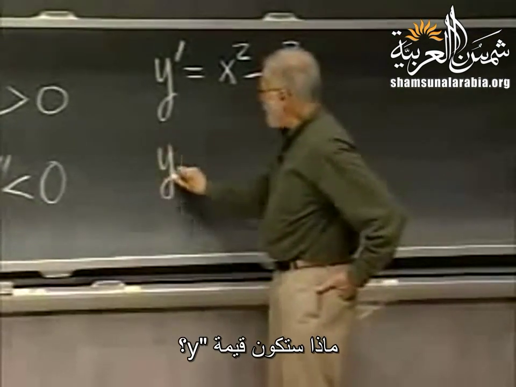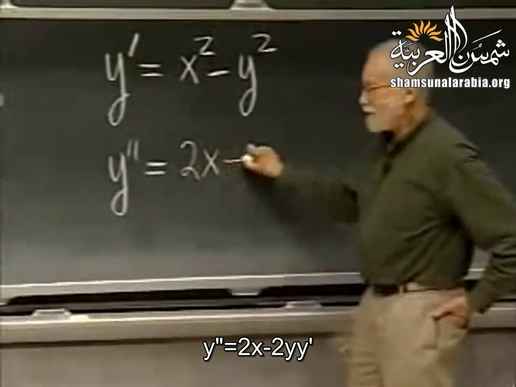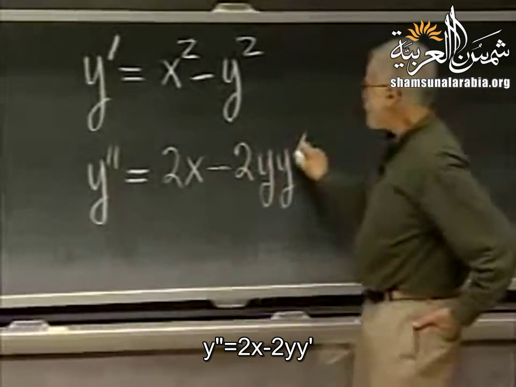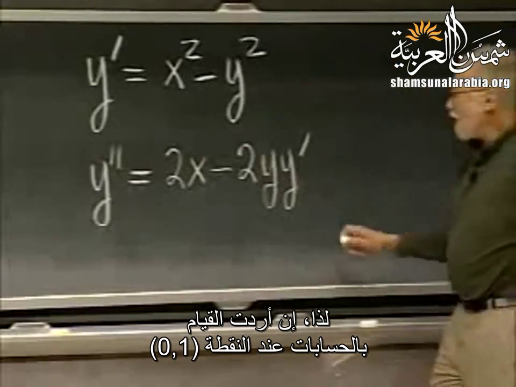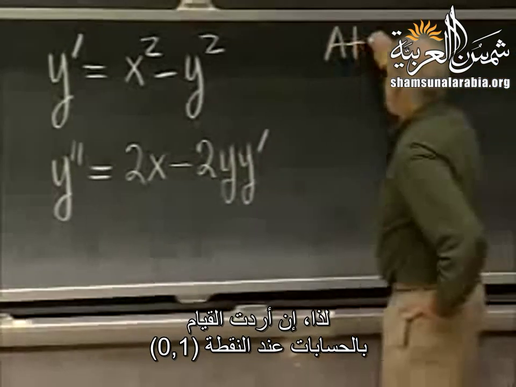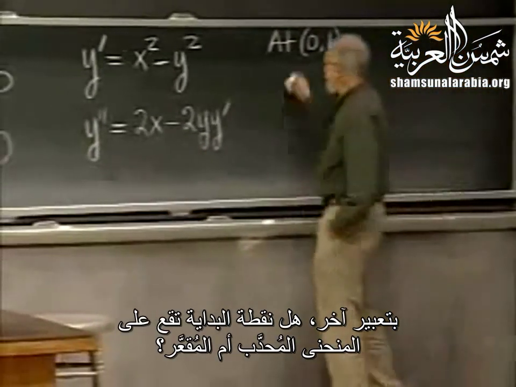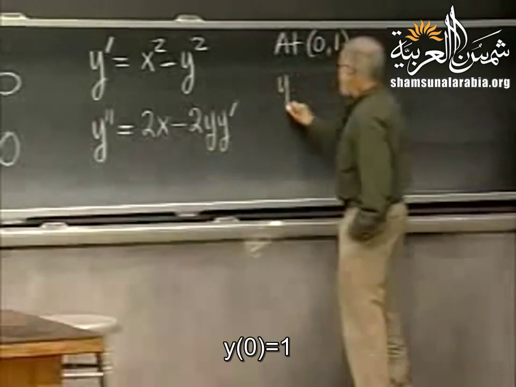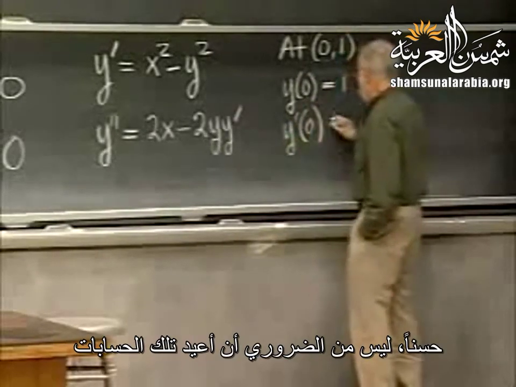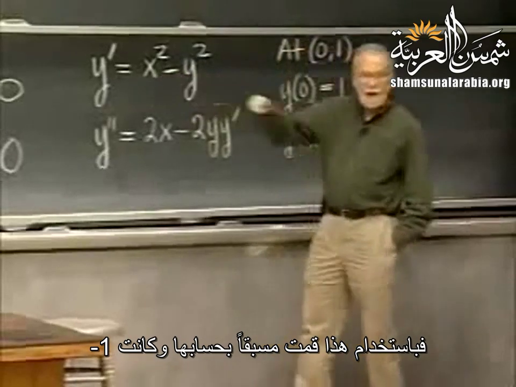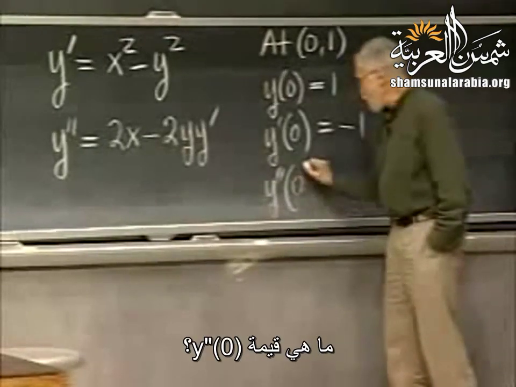What would be the value of y double prime? Well, differentiate the equation. It's 2x minus 2y y prime. Don't forget to use the chain rule. So if I want to calculate at 0, 1, in other words, if my starting point is that curve convex or concave, well, let's calculate. y of 0 equals 1. Okay, what's y prime of 0? Well, I don't have to repeat that calculation. I already calculated that it was negative 1.